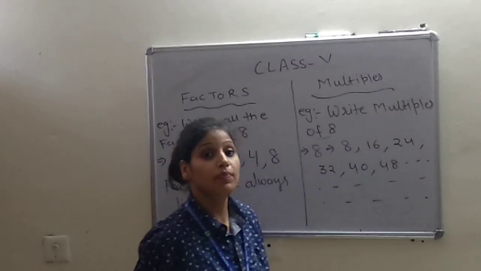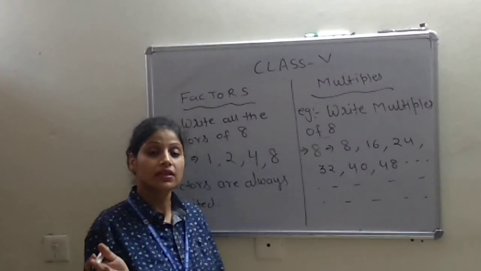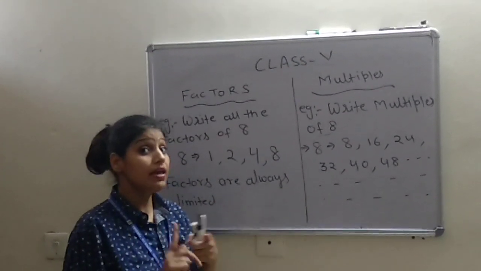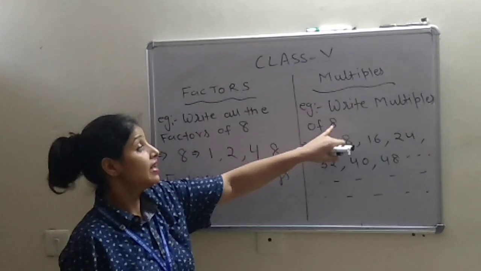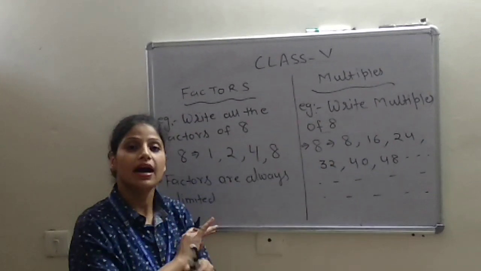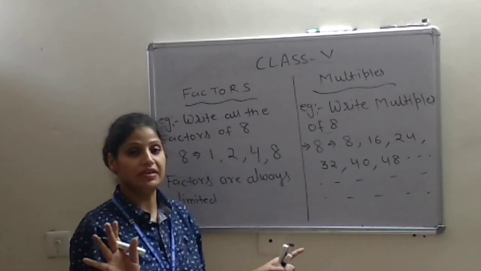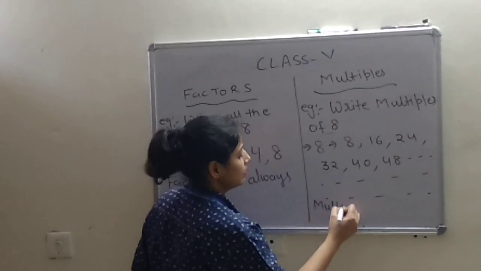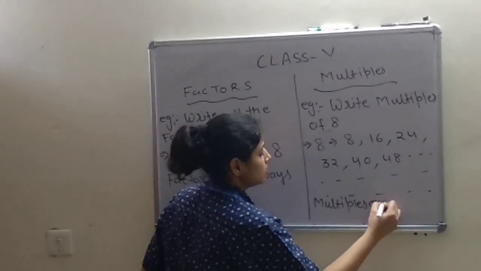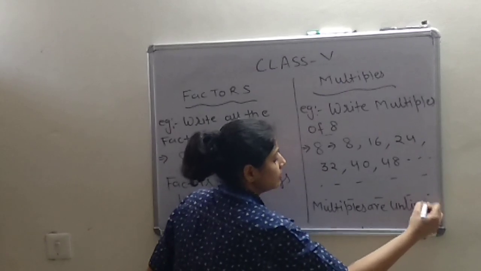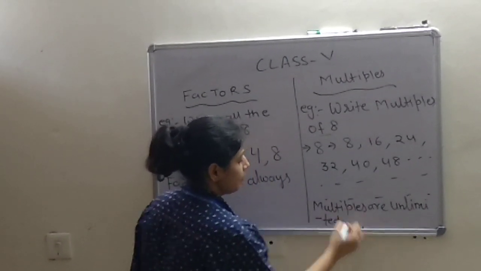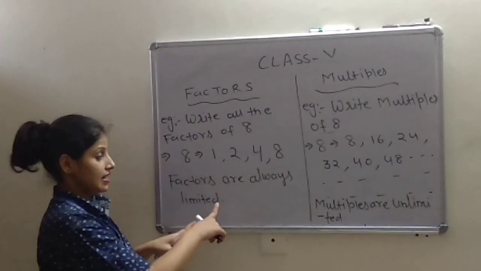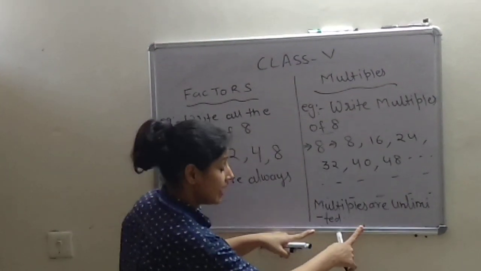don't you think we are not going to stop, as we have unlimited numbers? As we have unlimited counting numbers, or infinite numbers, multiples of any number are also unlimited. So here we are going to write that multiples are unlimited. Alright. So we can see this thin line of difference. Factors are limited and multiples are unlimited.